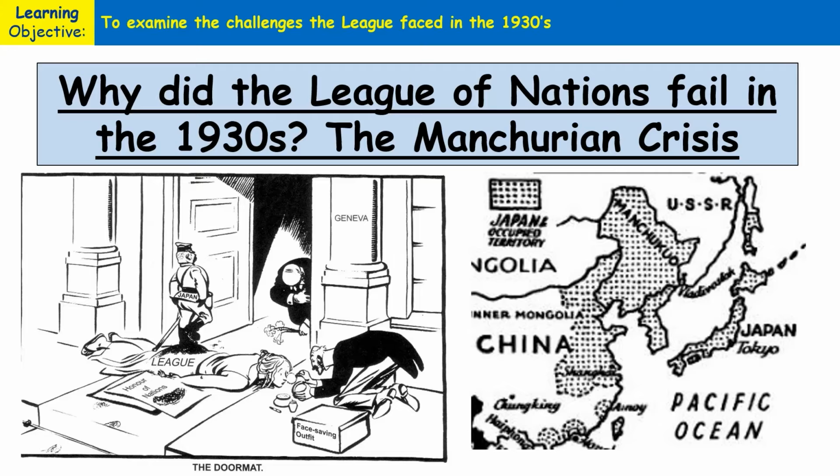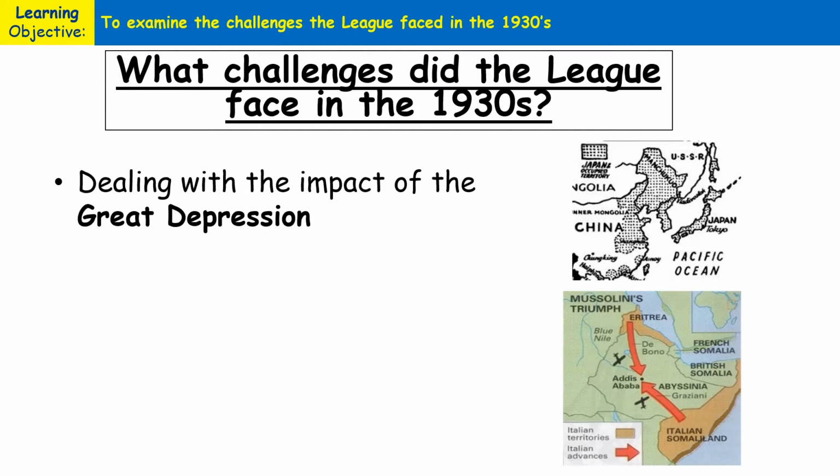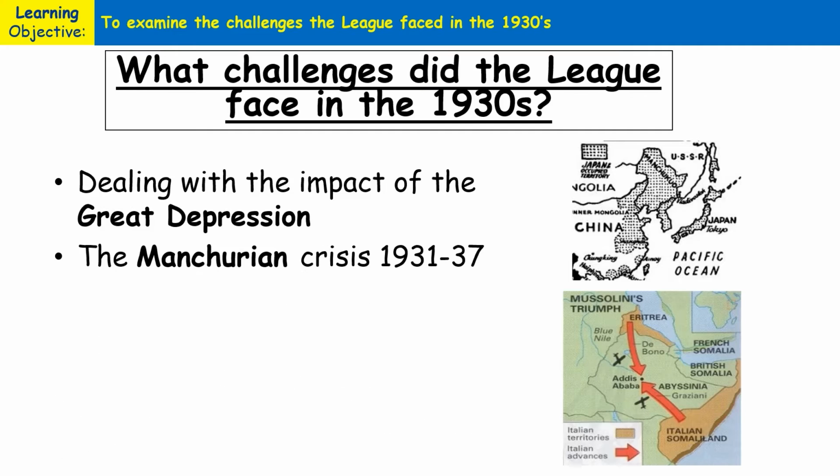And the other main case study that I've mentioned in one of my other videos is the Abyssinian Crisis. So it's really the Manchurian Crisis and the Abyssinian Crisis you need to know in detail for your GCSE history assessment for the conflict and tension paper. So what challenges did the League face in the 1930s?